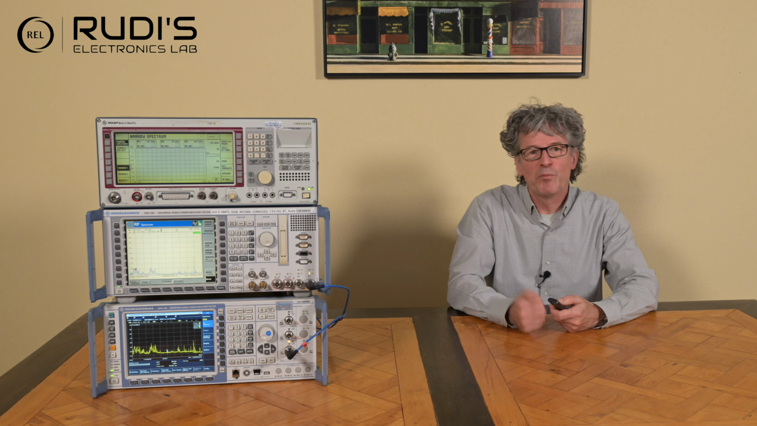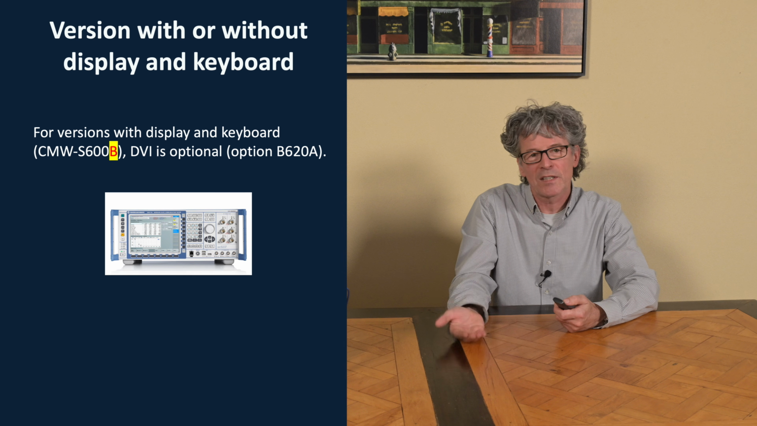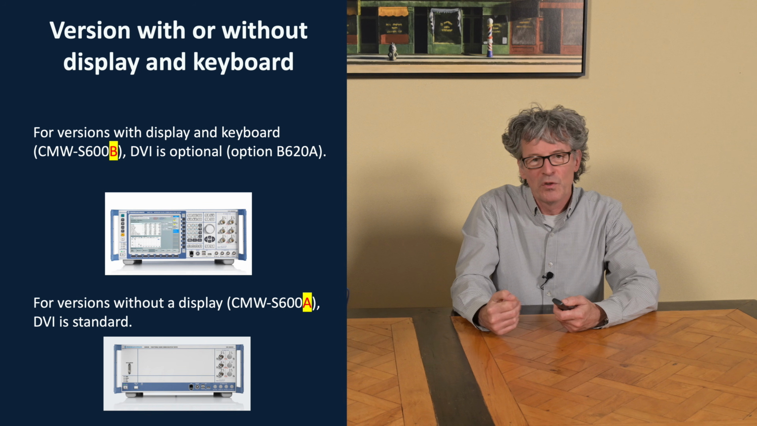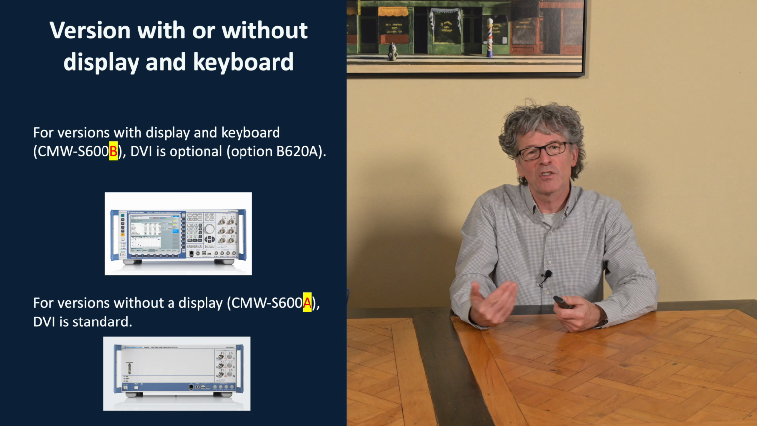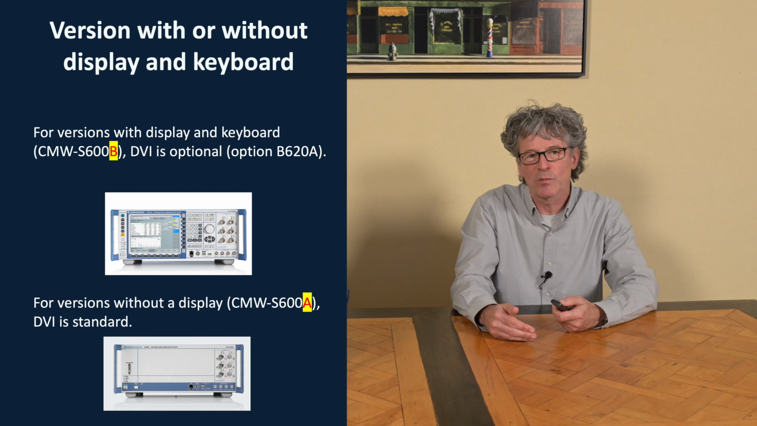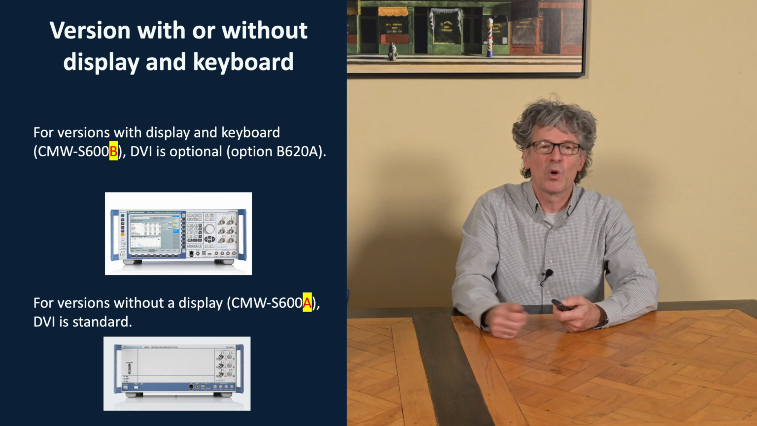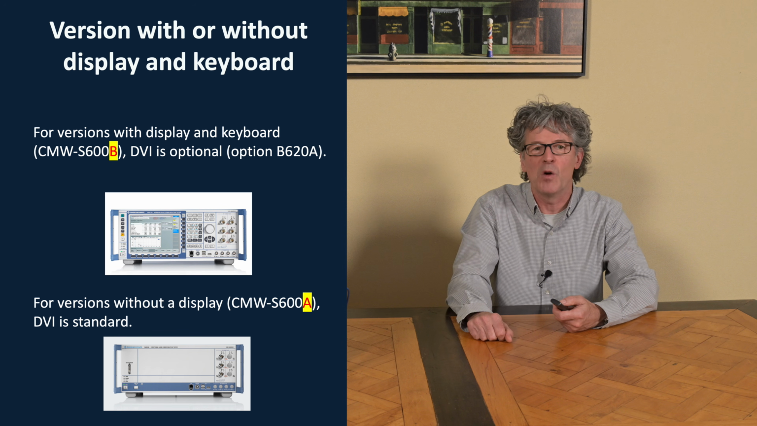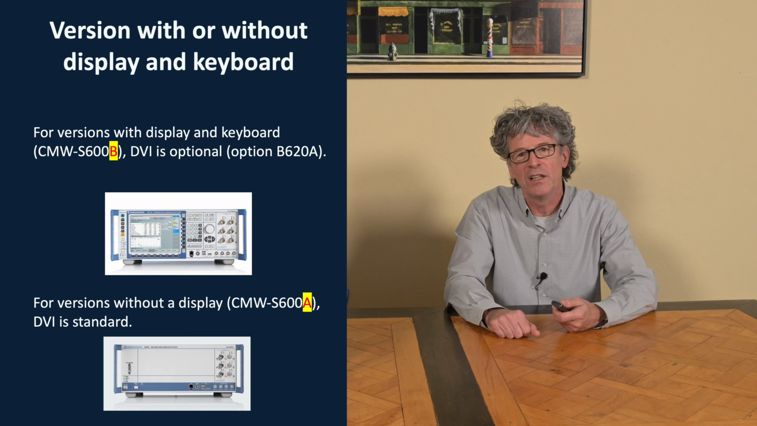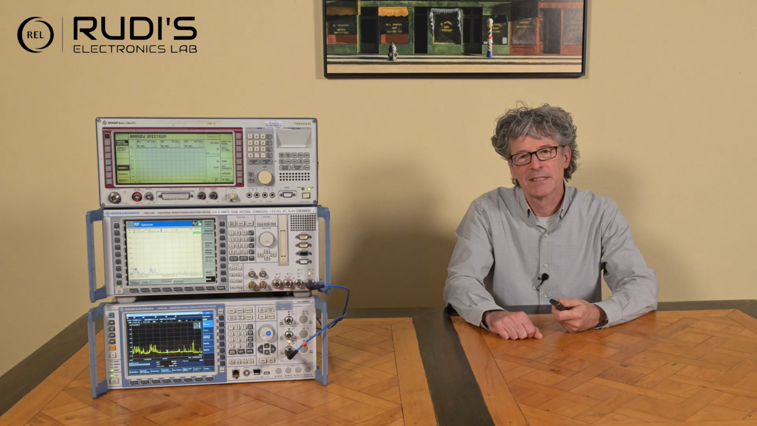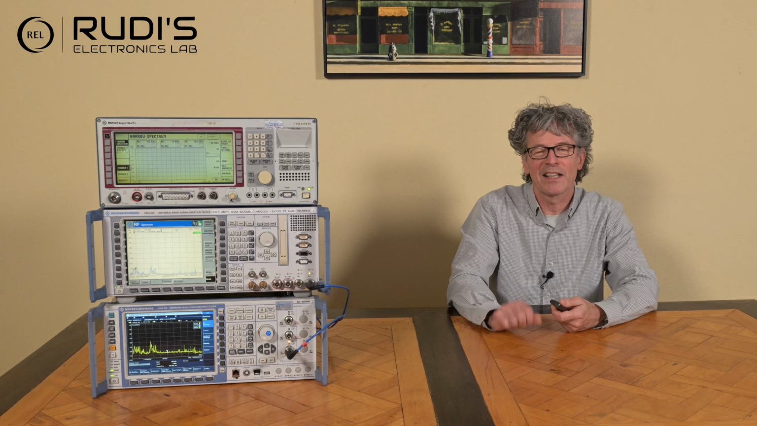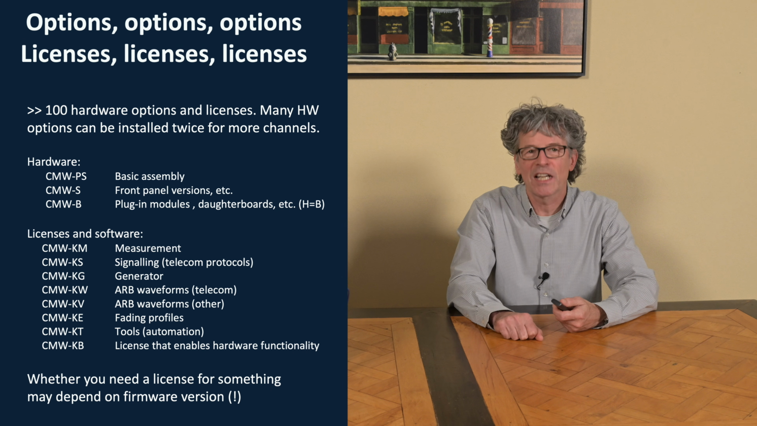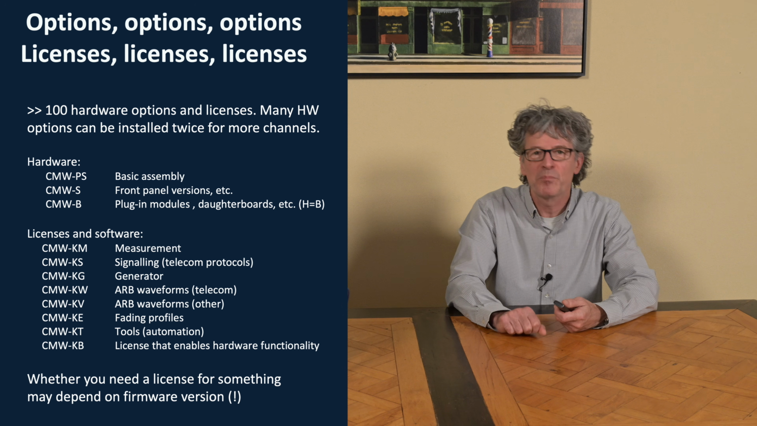First of all, which type of box are you getting? Are you getting a box with a keyboard and a screen or without it? The version with the keyboard and a screen does not have a video output as standard. It comes as an option only. If you get the box without the built-in screen and keyboard, then obviously you have a video output, a DVI output, right away on the front side of the device. And now we're getting there: all the options and licenses. There are hundreds and hundreds of hardware options and software licenses that you can choose on this device, making it pretty complex.